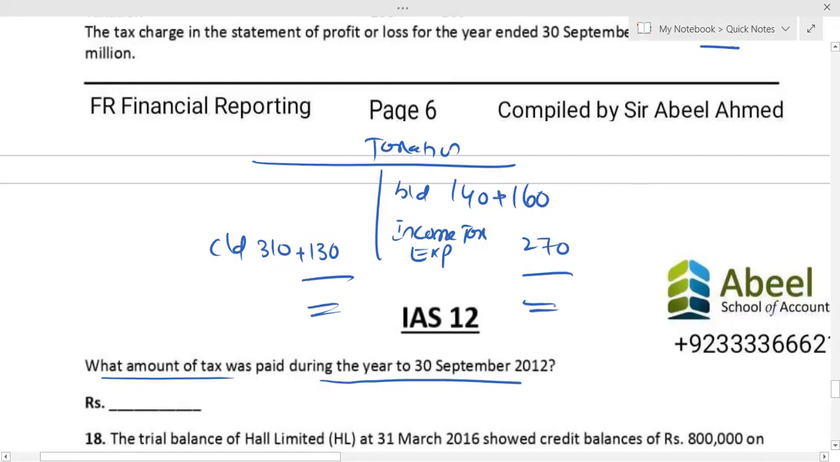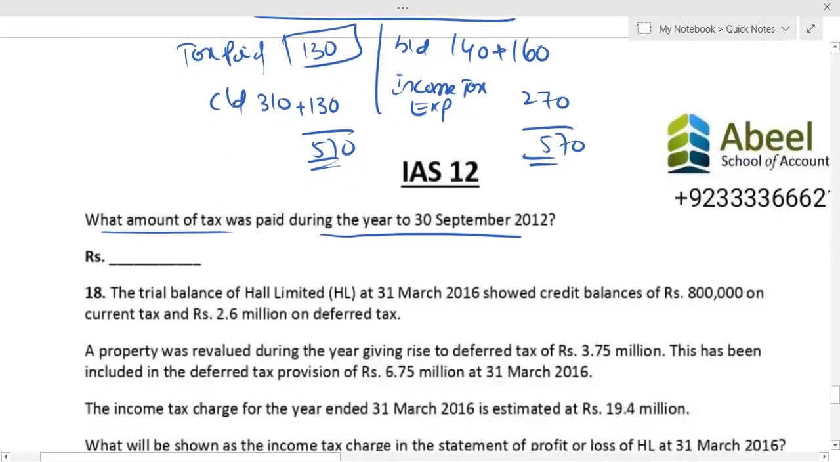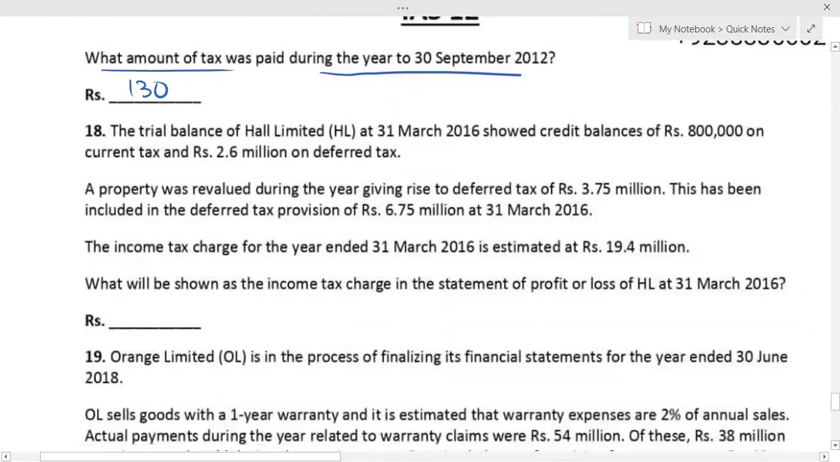Let me use the calculator. 140 plus 160 plus 270. So the balancing figure is tax paid. It's $130. Tax paid is 130. Okay.